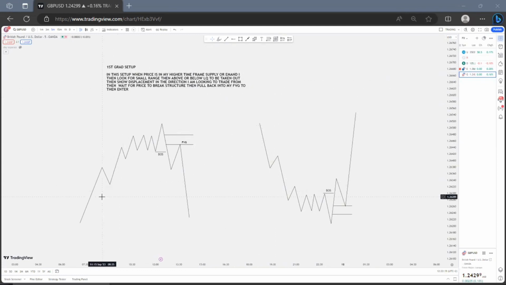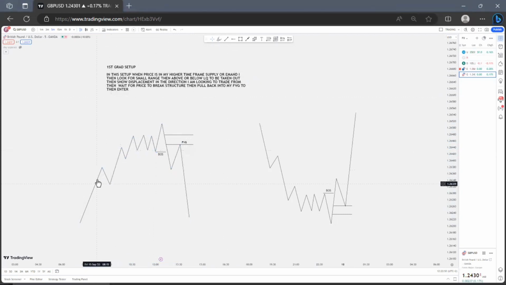So on the first grade setup, price is in my higher time frame supply or demand. The first key thing is that price has to be on the higher time frame supply or demand, or order block, you can just say. I then look for a smaller time frame range. Then above or below, I look for liquidity to be taken out. Then I want to see displacement in the direction I'm looking to trade.